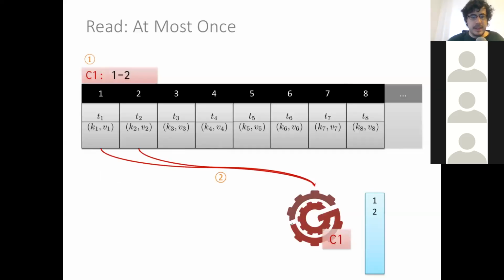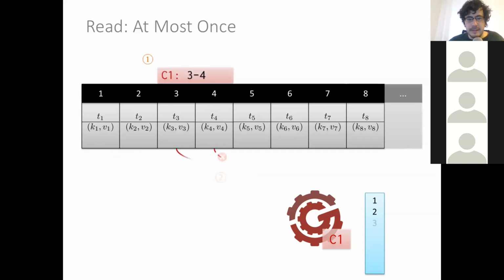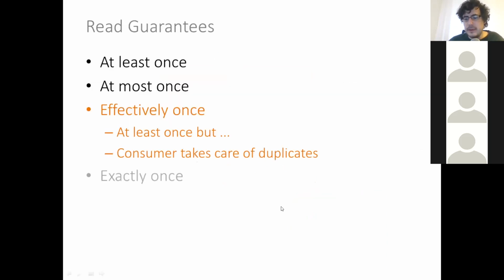So at most once, perhaps intuitively, refers to the idea that we won't repeat any reads. Let's say we read 1 and 2, fine. Then we read 3 and 4. Essentially the offset is moving as the read is being done. It's not waiting for an acknowledgement. It's just moving the offset as the data are being read. So let's assume we have an error here. Under the at most once guarantee, we just move on to the next one, 5, 6, and it just ignores the fact that there was an error.